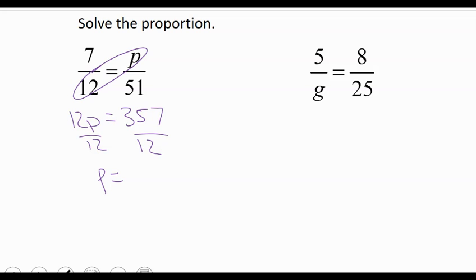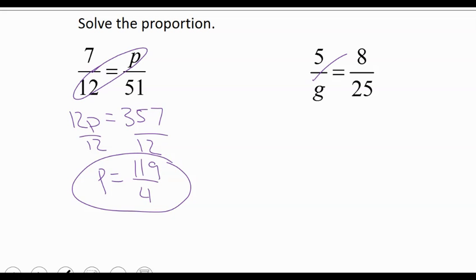So 357 divided by 12, I get 29.75, but we're going to give our answer as a fraction. So I turn that into a fraction. I get 119 over 4. So P equals 119/4. So really, it's just two steps to solve most of these. So let's look at our next one.